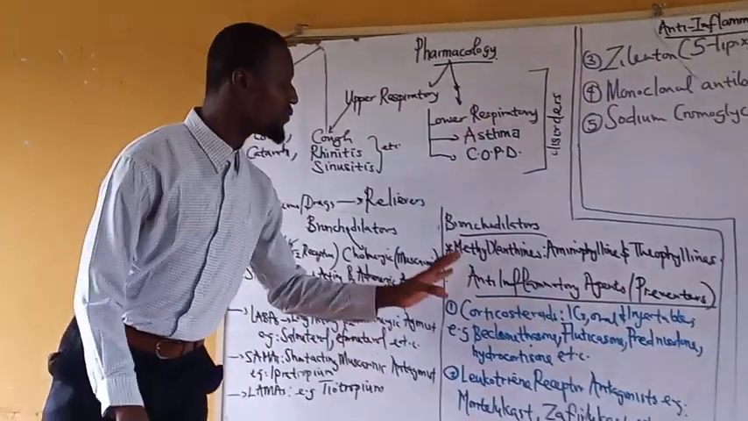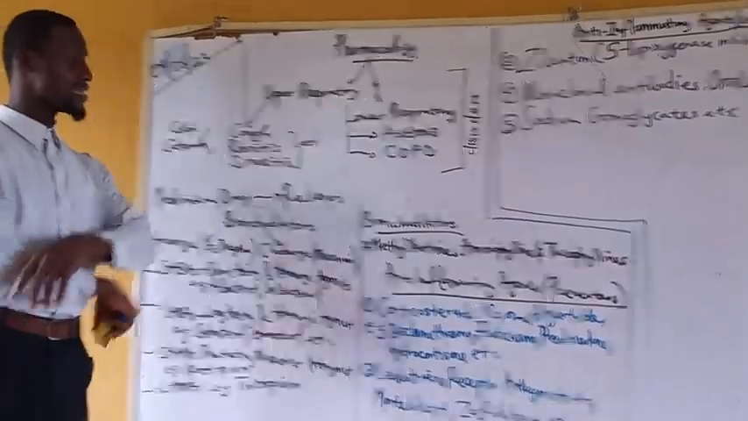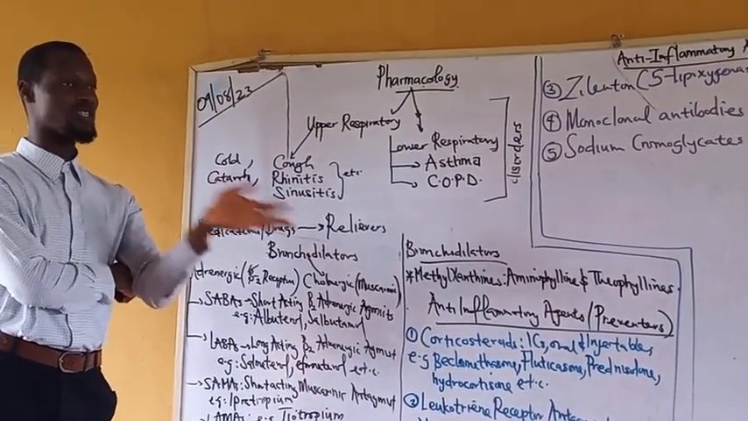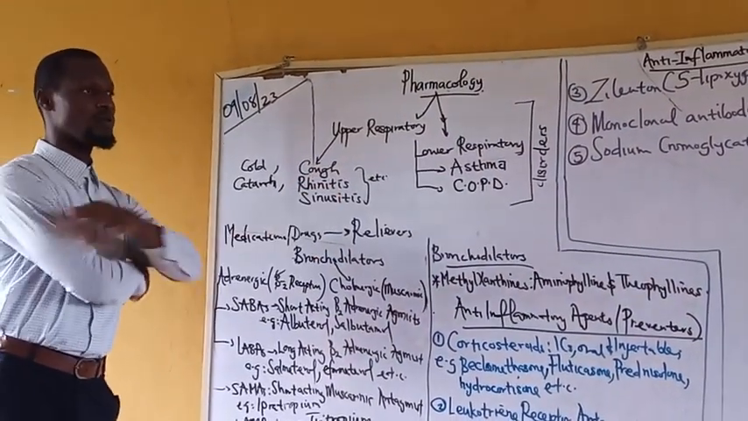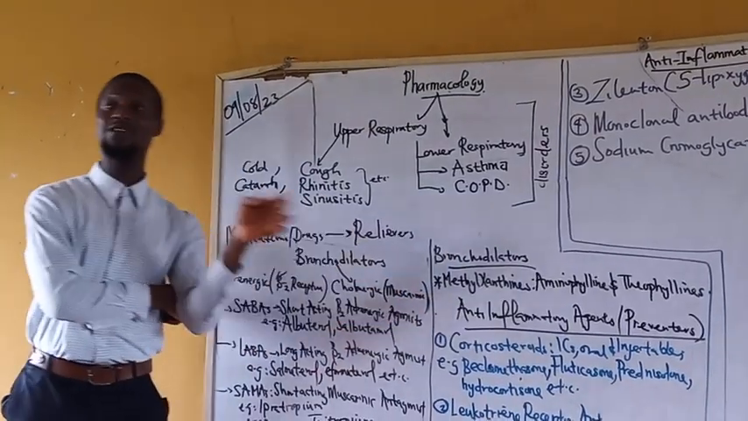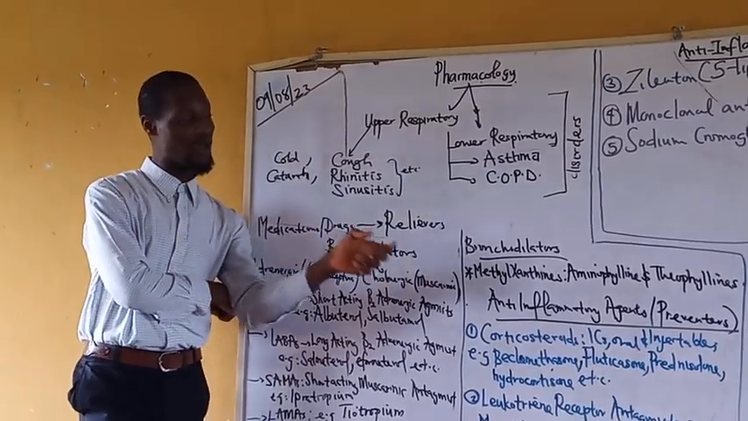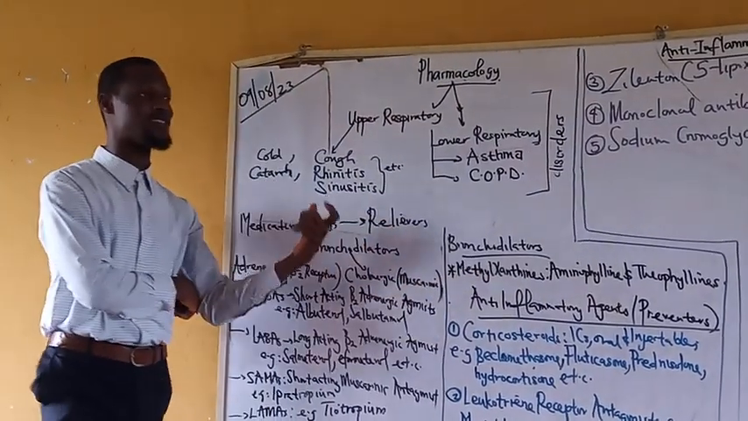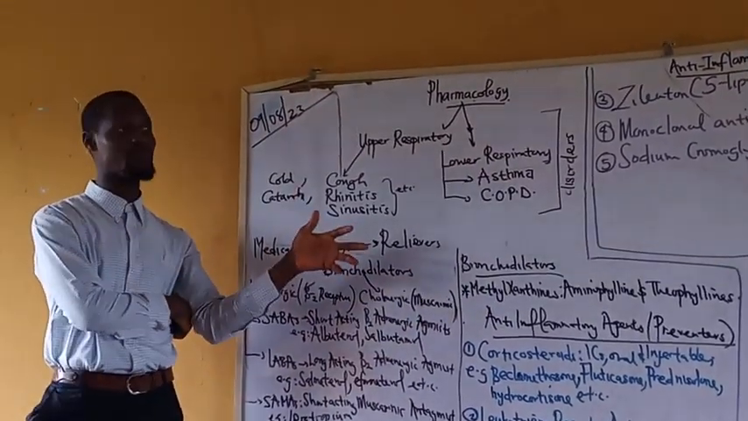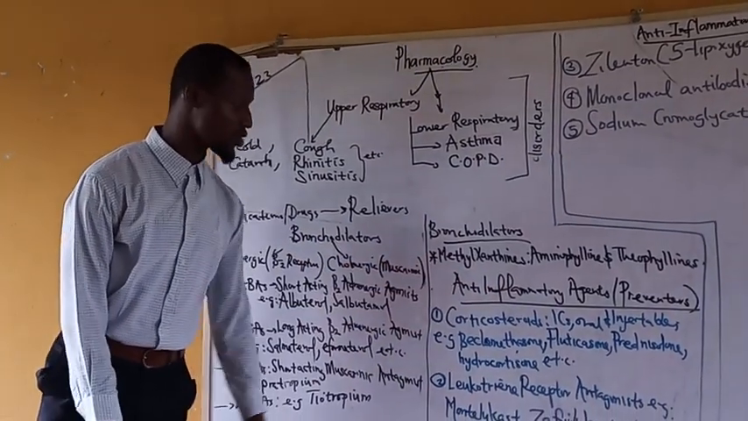The other major bronchodilators we have are called methylxanthines. Methylxanthines include aminophylline and theophylline. They are also used to bring about bronchodilation. How do they act? They act by inhibiting the phosphodiesterase enzyme, the PDEs. Once they inhibit it, there is an increase in cyclic AMP levels. They break down ATPs. So we have bronchodilation coming in from there.